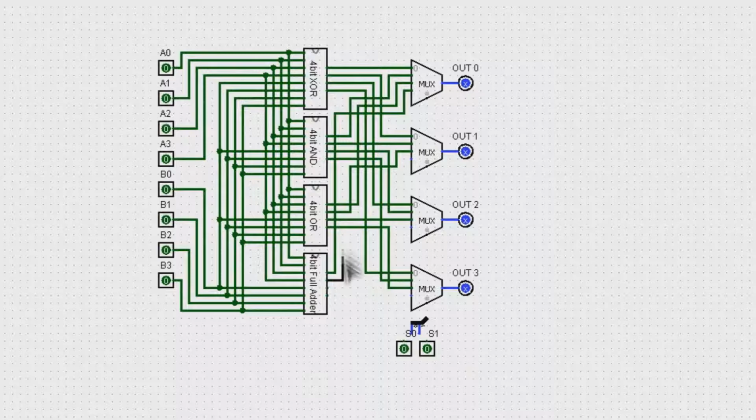Once this is complete, your ALU should be done. With a few tweaks, you could add a subtractor module or even create a larger ALU if there was ever a reason for you to do that.